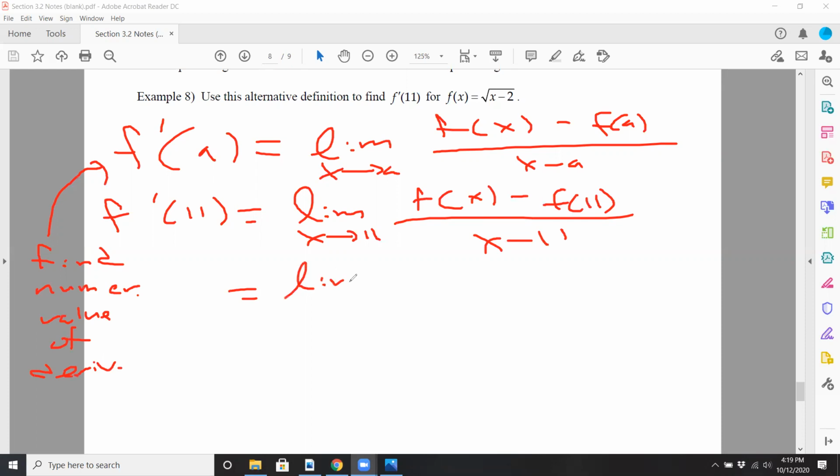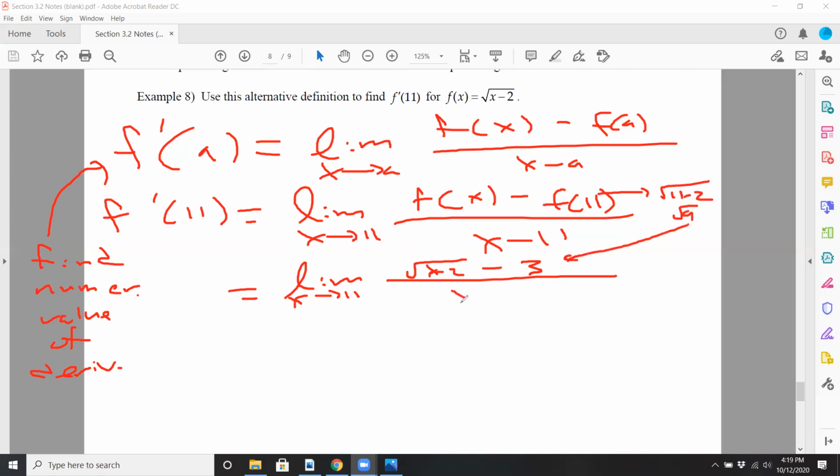Then I'm going to substitute for f of x and put in root x minus 2. f of 11 is root 9, which is 3. Remember, that's root 11 minus 2, which is root 9, which of course you know is 3, over x minus 11. At this point, you should know what to do. We're going to do the whole conjugate thing that we've done before. So you're going to multiply top and bottom by root x minus 2 plus 3. I'm not going to FOIL the bottom because I'm hoping for things to cancel, but I'm going to FOIL up top.